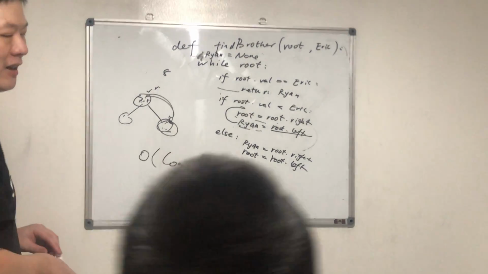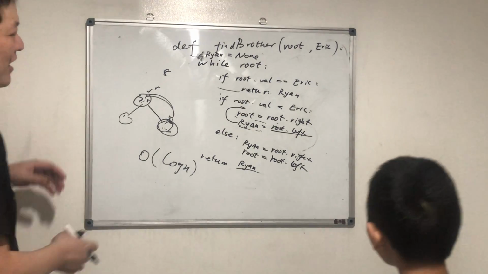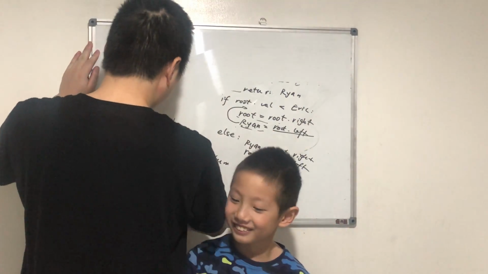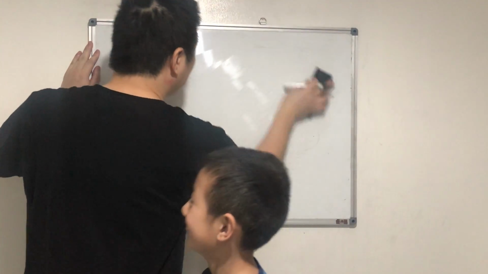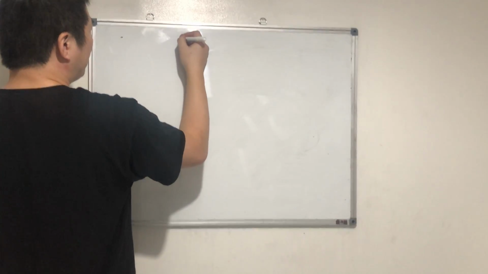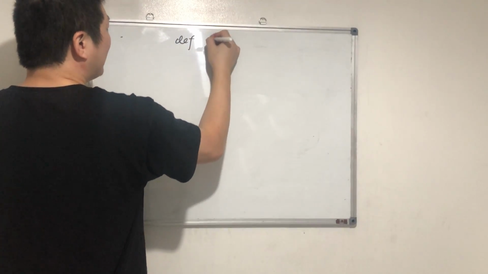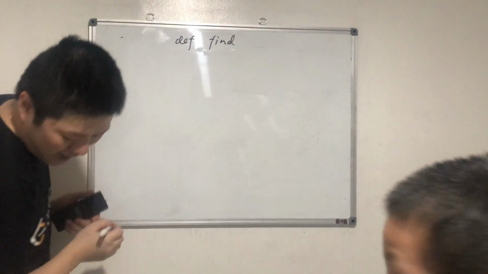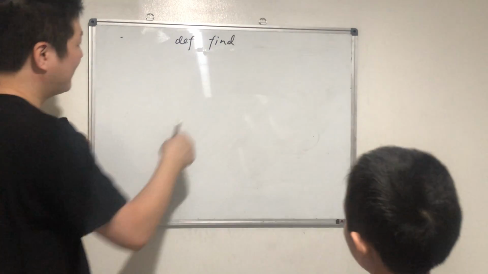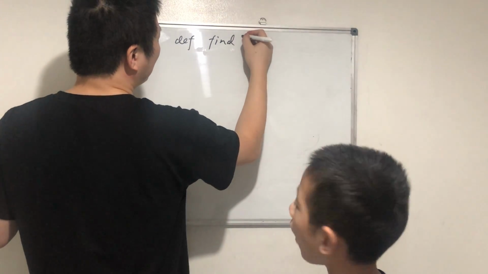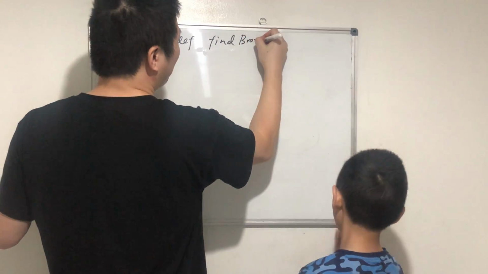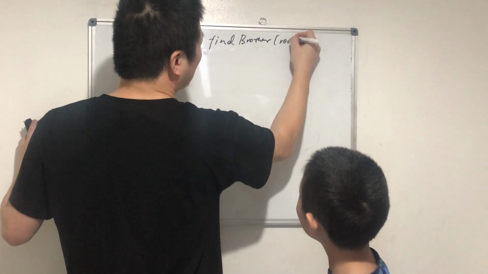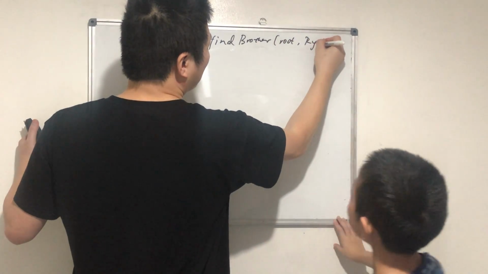No, we don't need recursion. Let's do this, I'll show you. Look, it will be similar. Define find brother. Find brother, and then that will be root. You should do find sibling.